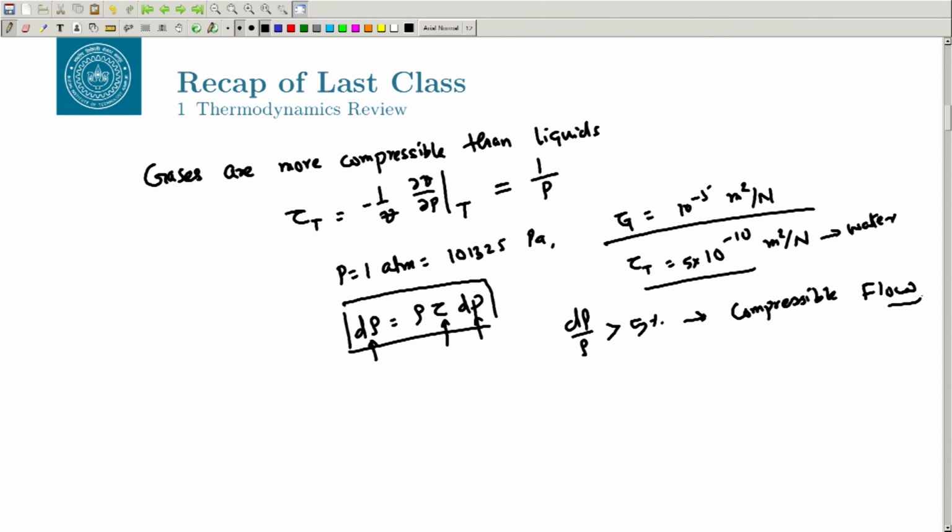So, finally, we ended with the thought that compressibility is a property of the fluid. We have found out that gases are at least 4 orders more compressible than liquids, but is there any situation where we can treat the flow in a gas also as incompressible, right? That means the density change is less than 5%. So, I just want to give you one small example.